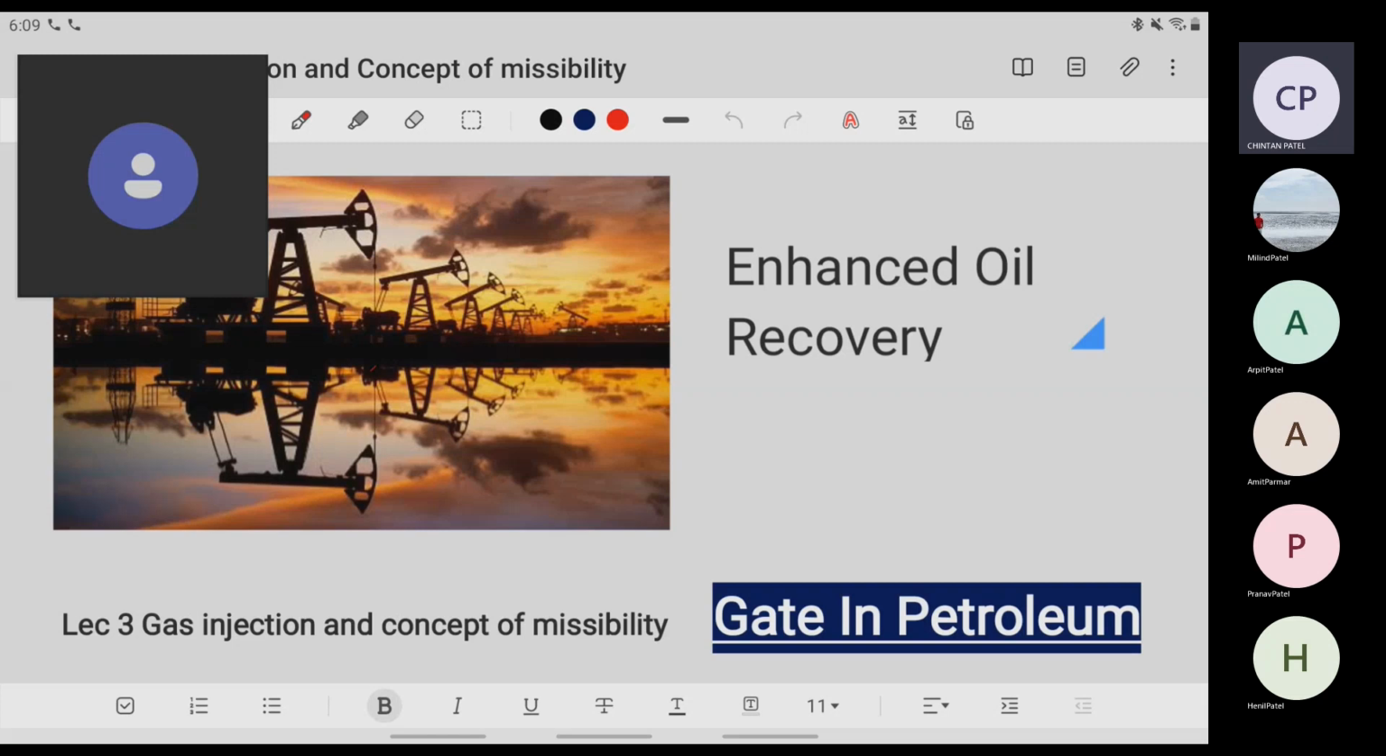Okay, so today we will start with gas injection. We will cover two topics, and these are again techniques of EOR, and both techniques are correlated with each other. We will see the principle behind gas injection. There is no major difference between gas injection and water injection. We just have to understand where we can inject gas and where we can inject water, and under which conditions.